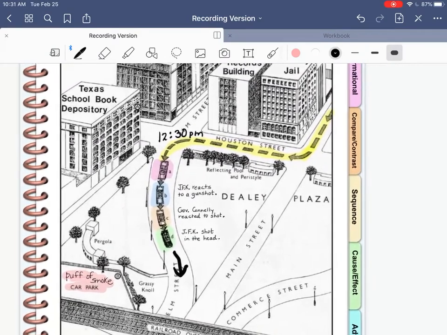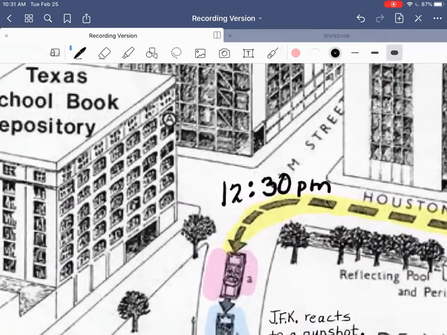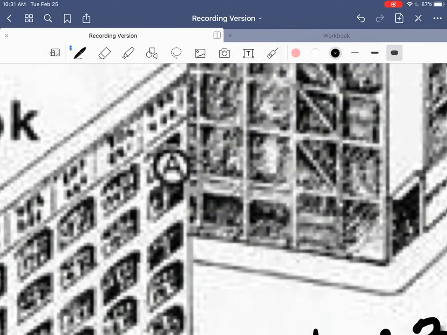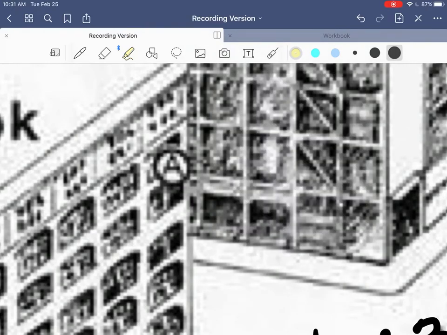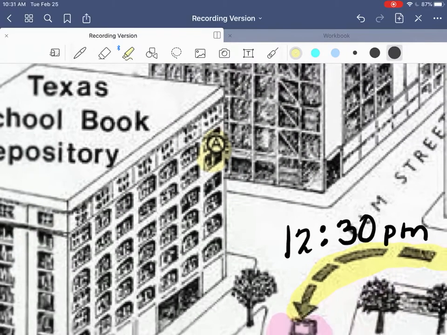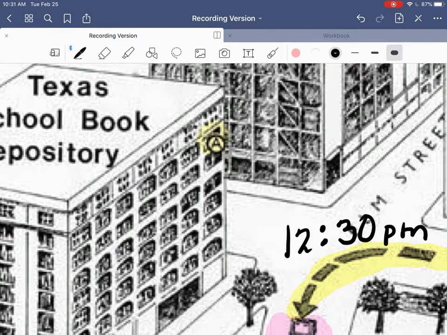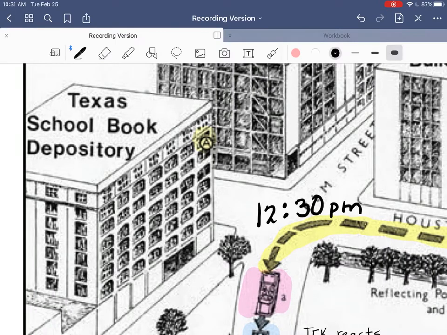Okay, I'm going to show you. You may have already noticed. Do you see this letter A right there? That's where the gunman was hiding. He was in this window on the 6th floor. So I've got the wrong window. It's the one above it. He was right up here. In the Texas School Book Depository, he was in this warehouse.